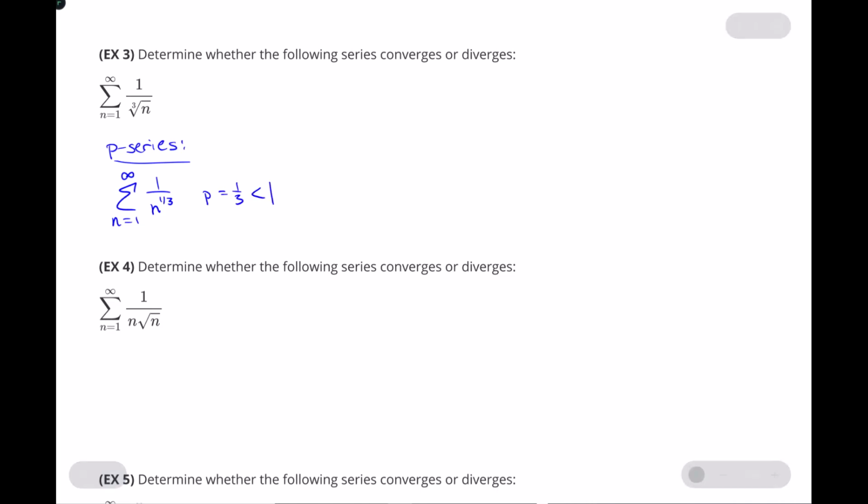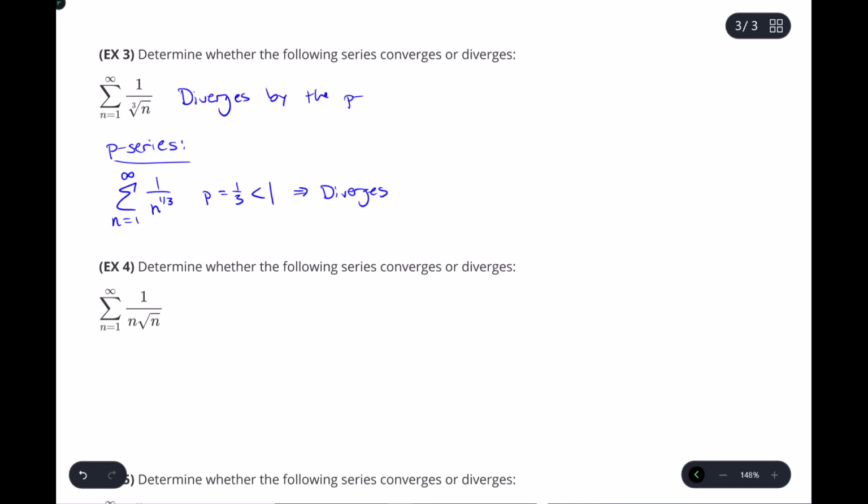All right, don't worry about the less than or equal. You can include that if you like, but it's less than 1, greater than 1. We know that equals 1 is diverging. But less than 1, that diverges. So therefore, this series diverges by the p-series test. So it's a very easy test to apply when it does apply.